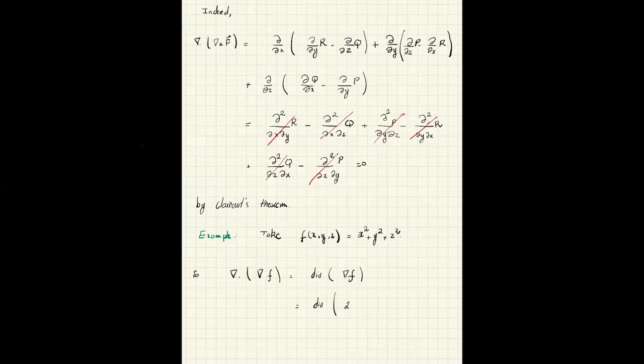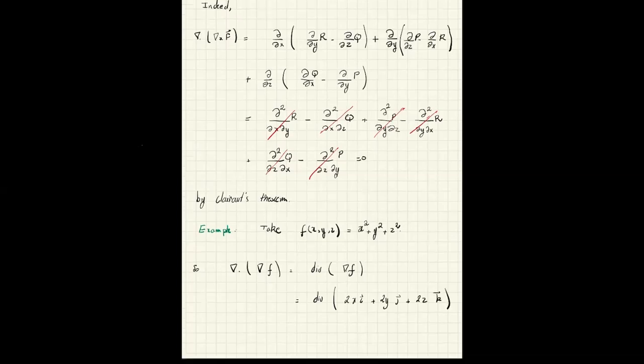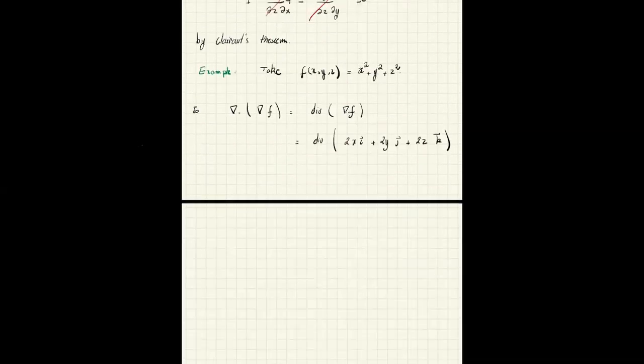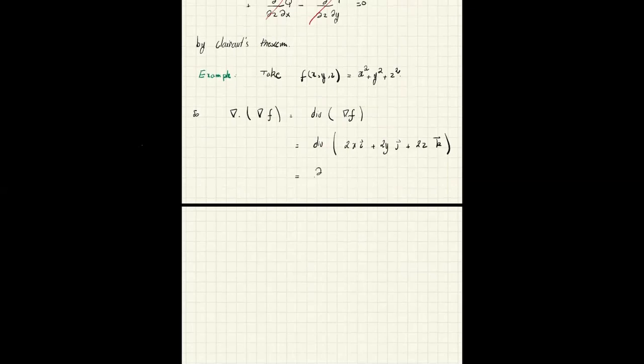This is 2x i plus 2y j plus 2z k. And what is the divergence of this one? It is ∂/∂x of 2x plus ∂/∂y of 2y plus ∂/∂z of 2z. So the divergence is a bit easier than the curl. So this is 2 plus 2 plus 2, which is 6.